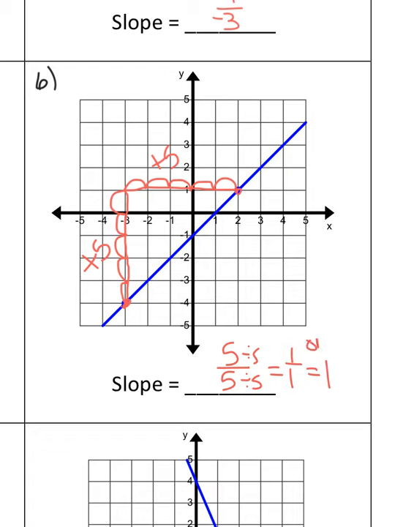So either or, I don't care if you put 1 over 1, because it's rise over run, because it can be helpful to keep the rise over run there for when we get to graphing, or you can just put the number 1. Now we're on to number 7.